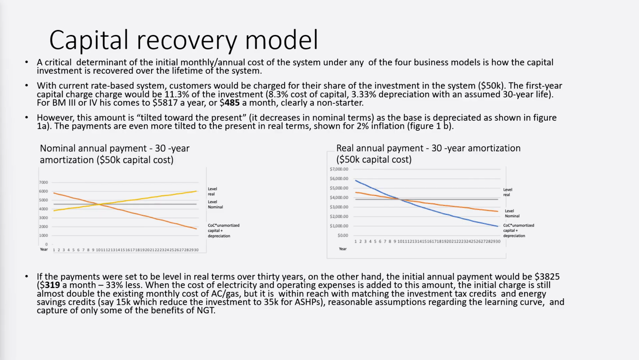Capital recovery model, and I don't expect everybody to follow this at 3:30 in the afternoon. But if you take cost of capital times unamortized capital plus depreciation, and you look at your annual charge, it starts high and it comes down over time. If you have a level nominal charge, it's like that. A level real charge would be rising over time with inflation.